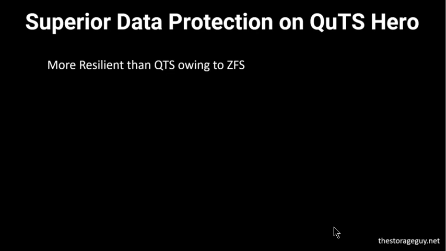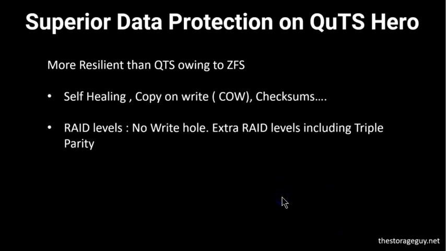Now let's look at the features that Hero has. Hero has many features that QTS doesn't have. First of all, since Hero runs on ZFS, it has many additional features, like self-healing. Whenever ZFS reads a file, it will be repairing the file as well. If you have a redundant RAID level, then ZFS will have a parity bit. So if it reads a file and finds that there is an inconsistent bit, it will recreate that bit from the parity data and write the file.